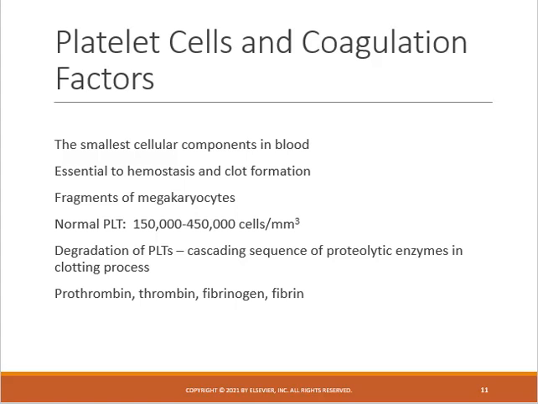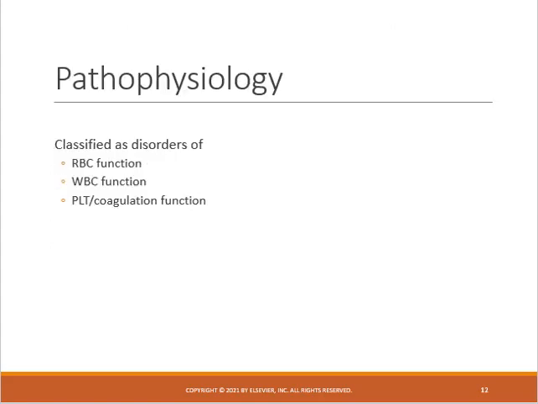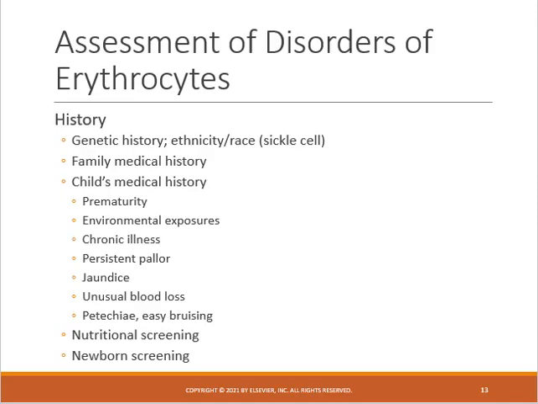They are also associated with coagulation factors, and if there is a breakdown of platelets, then it's going to start a cascade of proteolytic enzymes in the clotting process. Other labs that are associated in the clotting process include prothrombin, thrombin, fibrinogen, and fibrin. I'm not sure if I mentioned this in the beginning, but the life cycle of these cells is approximately 7 to 10 days. With all of these blood cells, hematological issues are classified based on the cell line that is affected, and we will talk more about those.